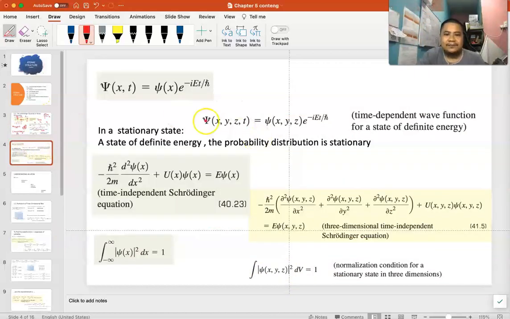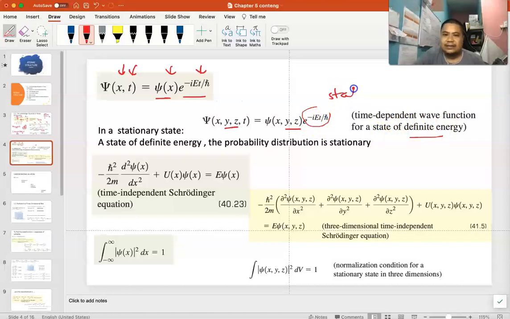So later on, about the wave function, in the previous wave function, we can separate the space x and time into two different functions. That means the wave function is just a multiplication of the space and time components. Similar to three dimensions, we just include y and z, and there is no change here. So this is a time-dependent wave function for a state of definite energy, or stationary state.